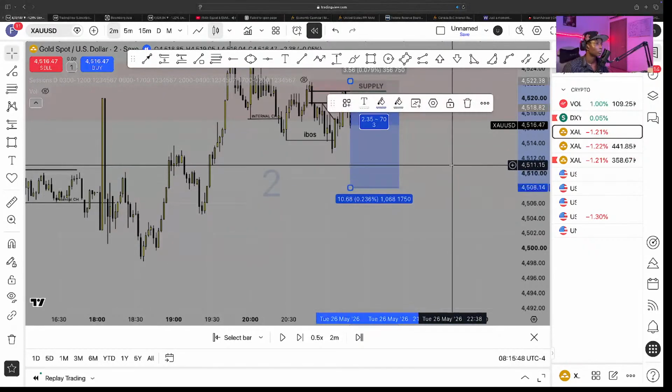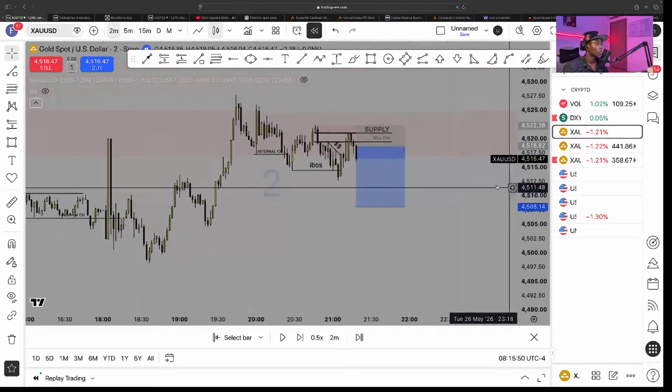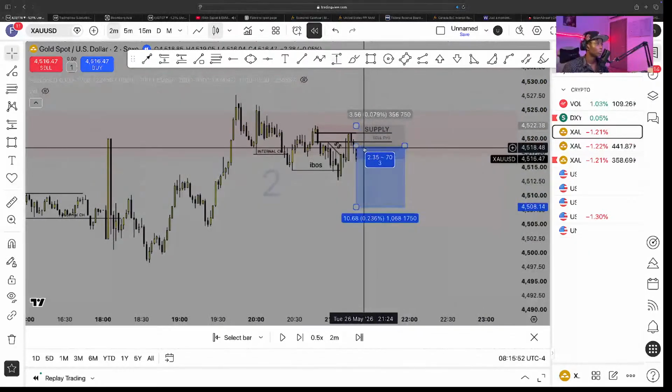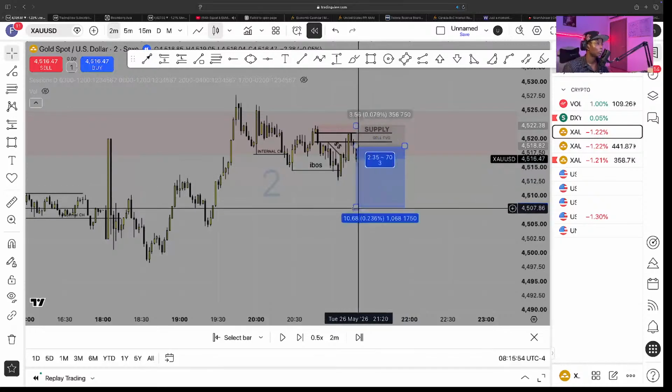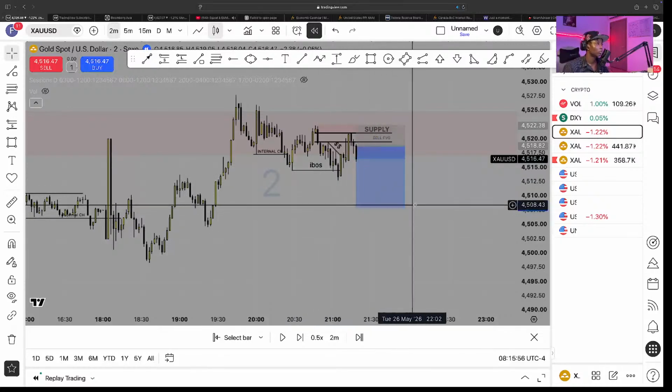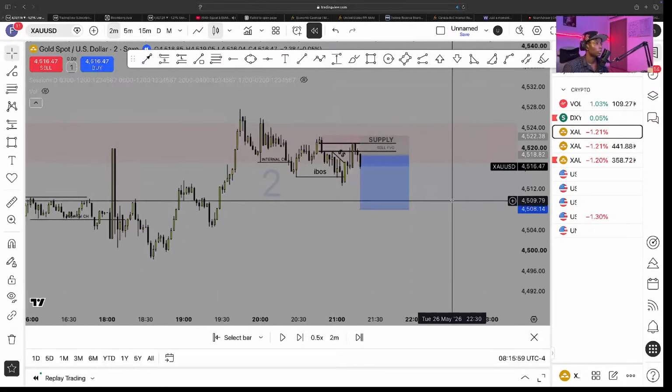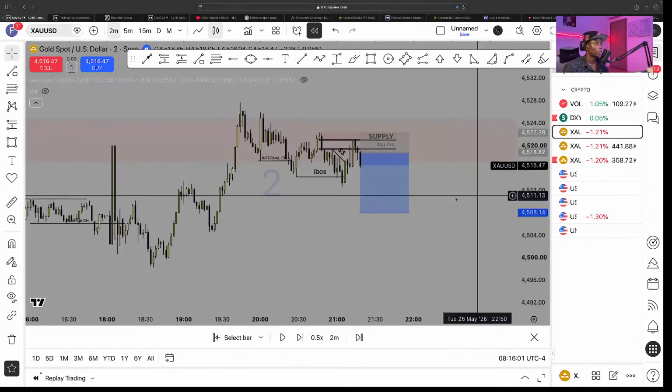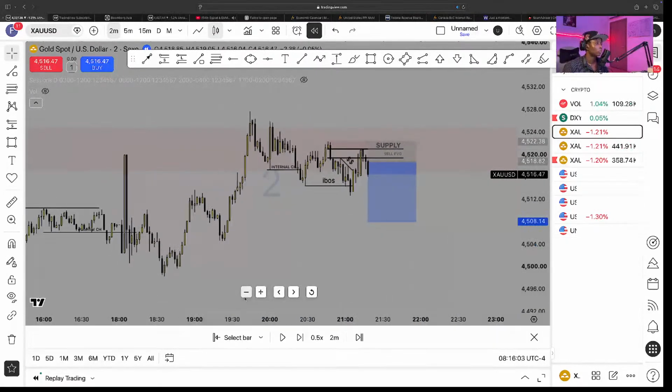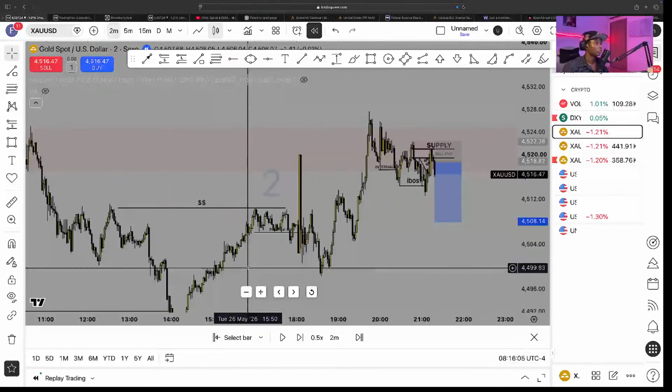This 1:3 simply means if you risk $1, I'm making $3 on this trade, if this trade goes in my direction. So I'm only taking these sells, just using the true time frame.